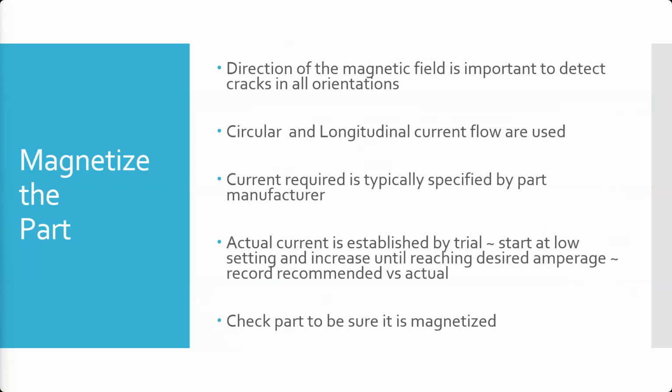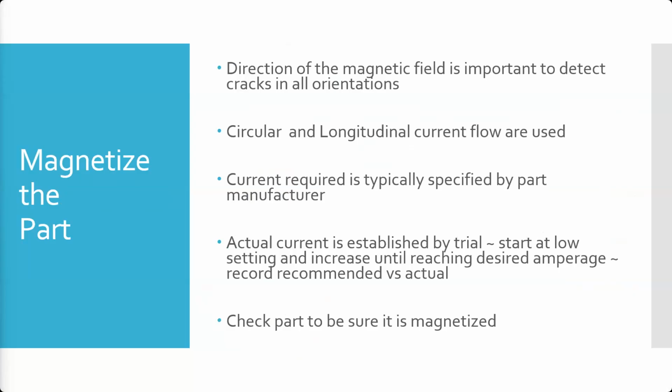So for most parts, you have to magnetize it in two different directions. That's why we have the head and tail stock that can run current left to right. It gives you a circular field. And we have the circular ring that causes the magnetic field to run left and right. Okay, that 90 degree. So circular and longitudinal current flow are used to do those 90 degrees. The current required will be specified by the part. That usually comes from the part manufacturer based on its size and the material it's made out of.